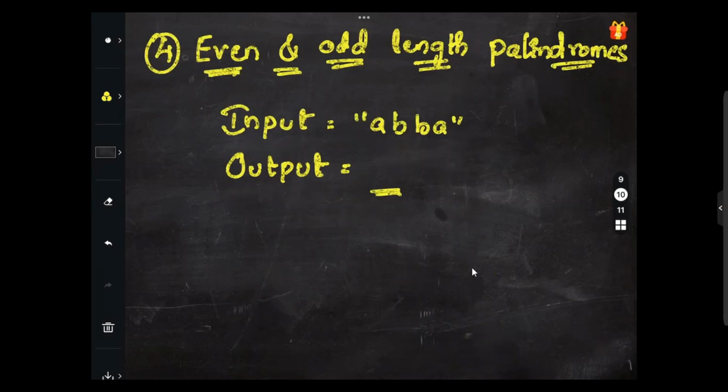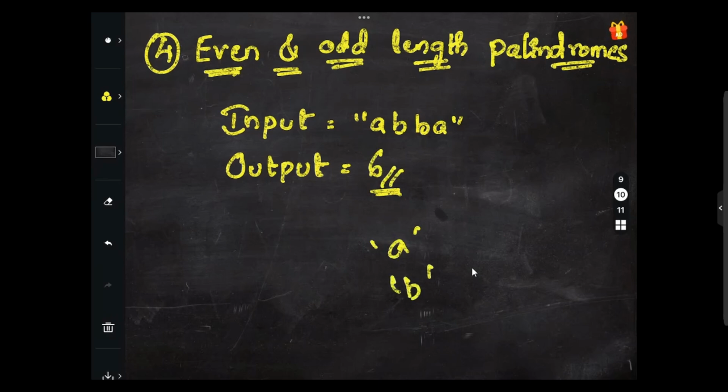Next, let's go with the fourth edge case. Nothing but even and odd length palindromes. This is the final edge case. So when I say even and odd length palindromes, we are considering ABBA here, right? So the output will be 6 in this case. Why will the output be 6? Because here we get this one.